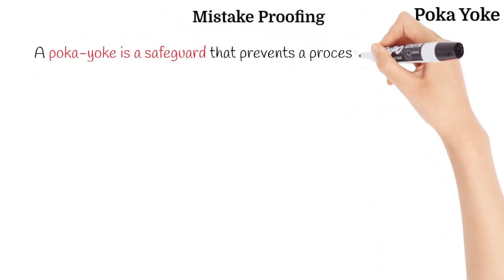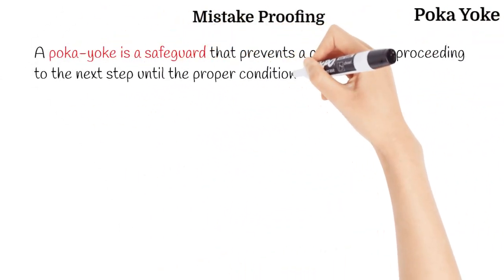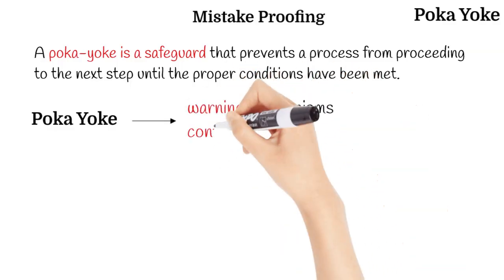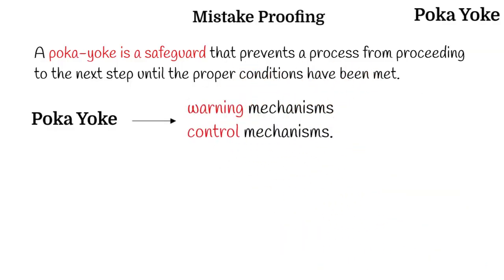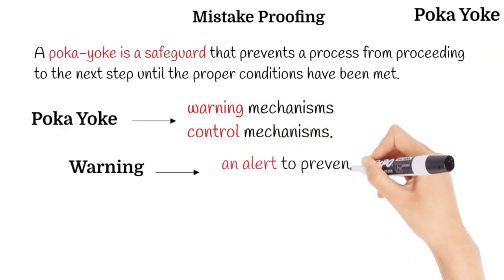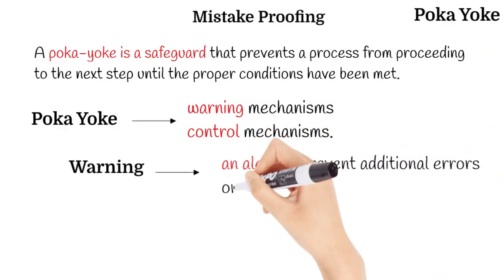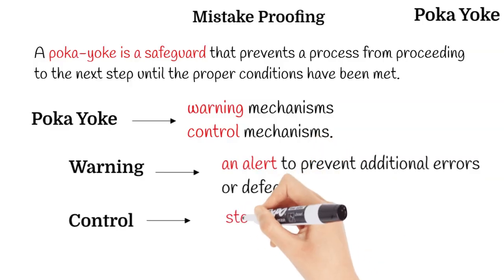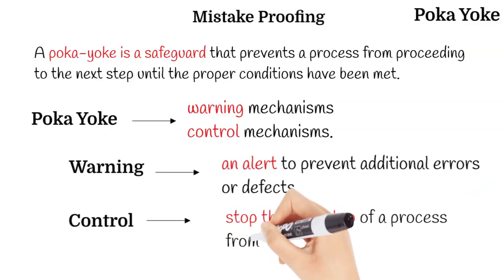Essentially, a Poka Yoke is a safeguard that prevents a process from proceeding to the next step until the proper conditions have been met. Poka Yoke can be either warning mechanisms or control mechanisms. Warnings provide an alert that is designed to prevent additional errors or defects from happening. Control mechanisms stop the next step of a process from occurring.